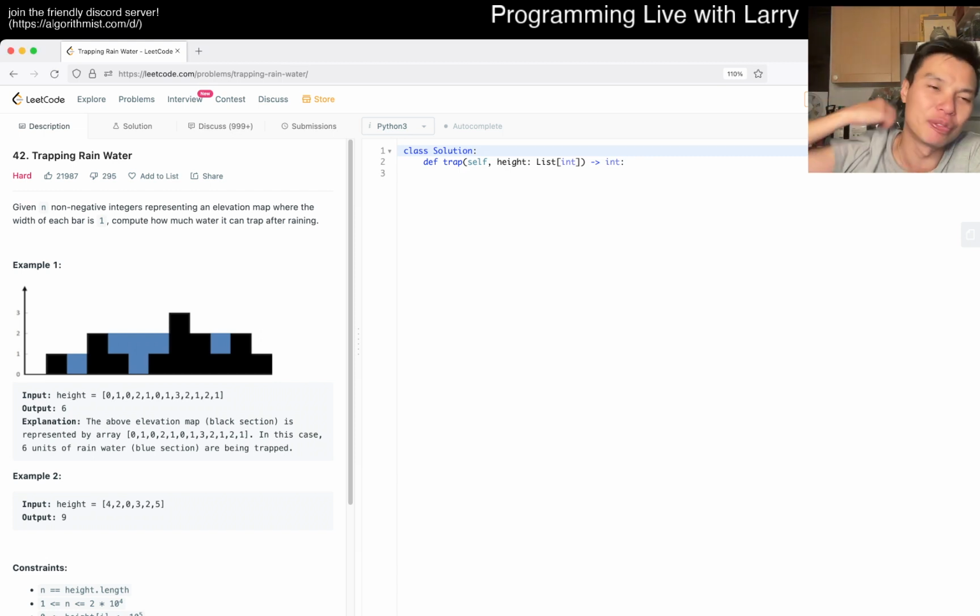Today's problem is 42, Trapping Rain Water. So a classic problem. I think I did it. To be honest, I want to say I forgot it, but actually I think I did it not that long ago. When did I do it? I think I did it as part of the Grind 50 or 75 problem thingy.